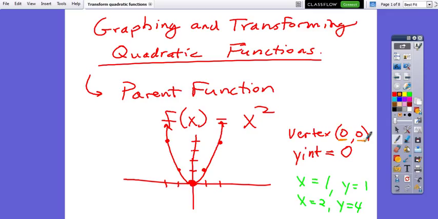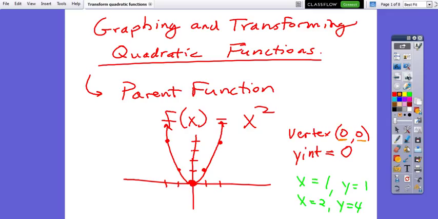Now we're going to use our a value as if it were the slope. Our a value is equal to 1. That means our rise is 1, so we would go up 1 and then over to the right 1. We can also see that if we plug in 1 for x, we get 1 for y, since 1 squared is 1. Likewise, if we plug in 2 for x, we get 4 for y. And then do the reflections, and you see our parent curve. Every quadratic function refers back to the parent function, just like any function refers back to the parent.